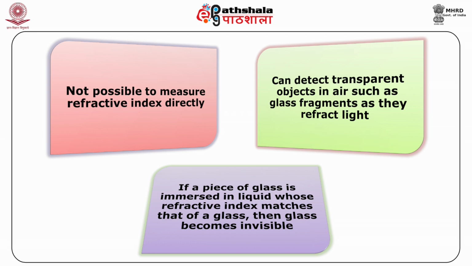We can detect transparent objects in air, such as glass fragments, as they refract light. Suppose two objects have the same refractive index, then it would be difficult to observe any difference in the light that has passed through them.